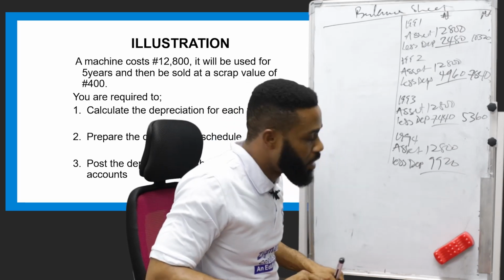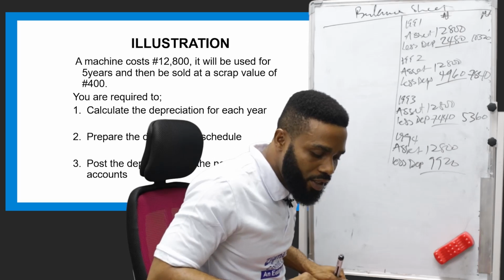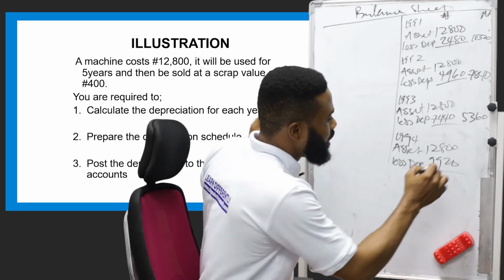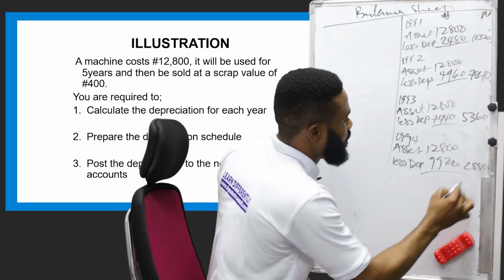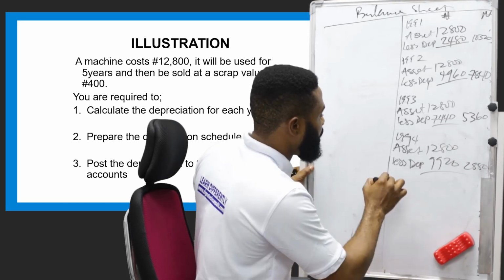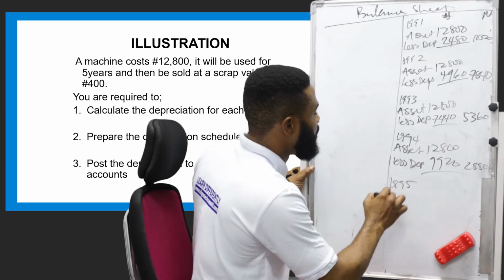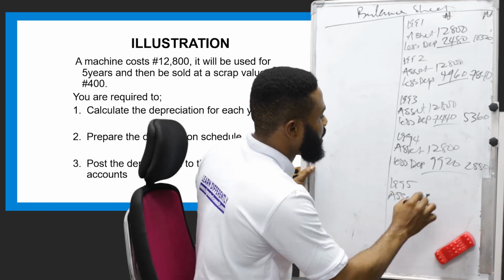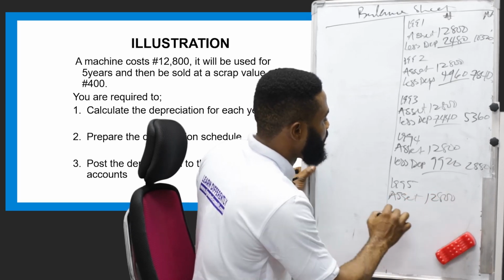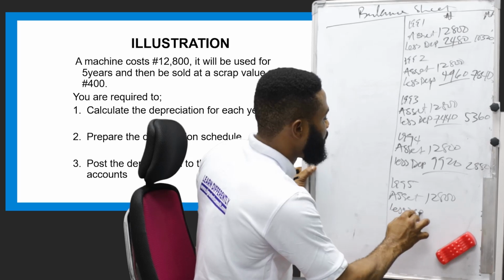So if you subtract 12,800 minus 9920, you have 2880. And then the last but not the least is 1995. You have your asset. Asset is 12,800 less depreciation.